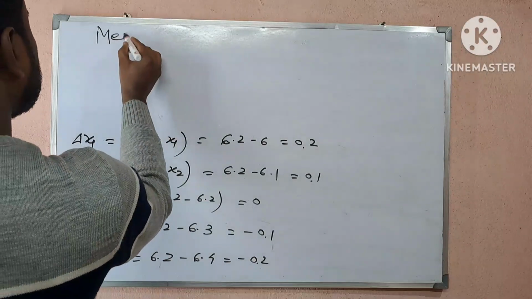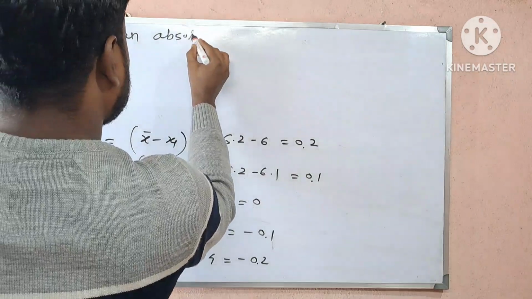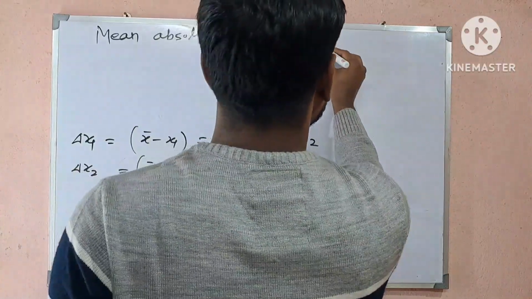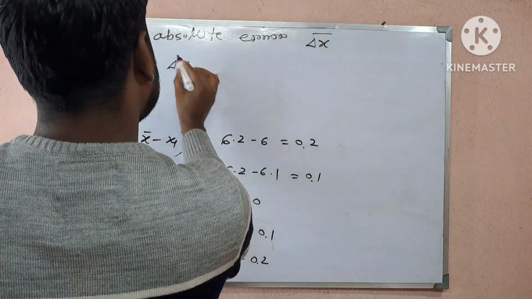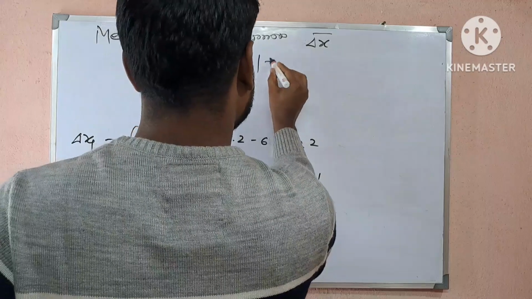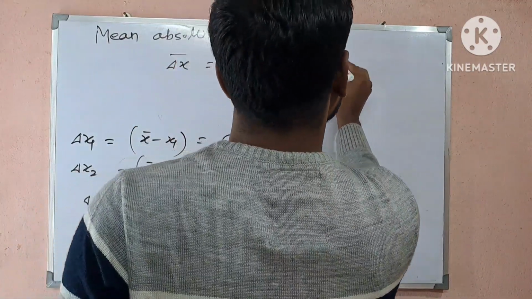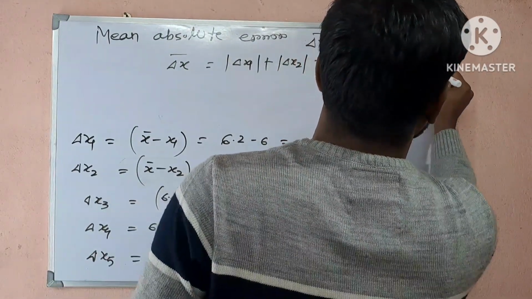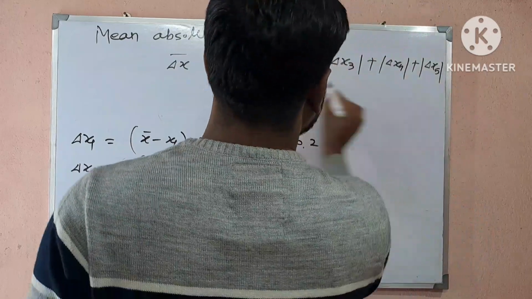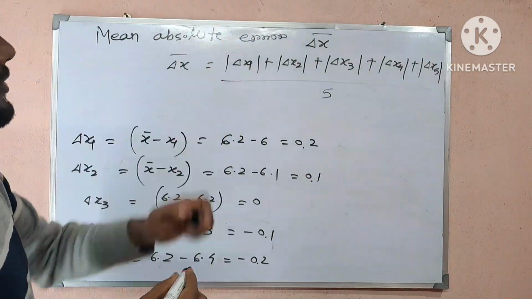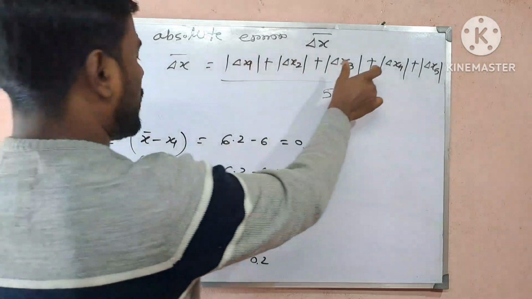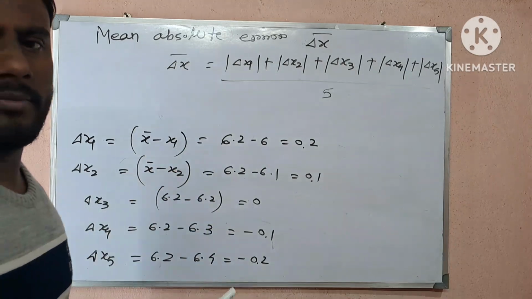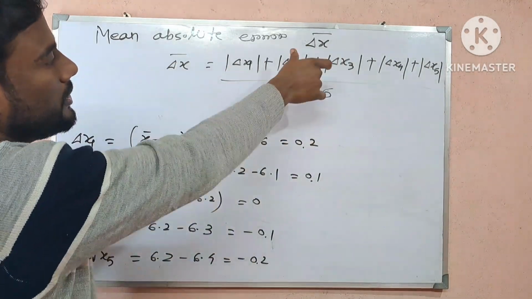So now we'll find the mean absolute error. This formula will be delta x bar. And the formula of delta x bar is basically mod delta x1 plus mod delta x2 plus mod delta x3 plus mod delta x4 plus mod delta x5 divided by 5. So to find the mean absolute error, we have to take the mod of all these absolute errors. That is why I told you that it may be positive or negative, it doesn't matter. At the time of calculation, we always take the magnitude.